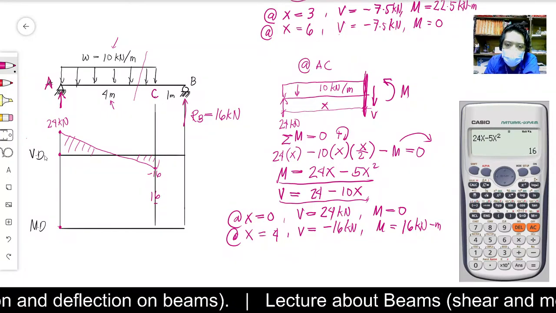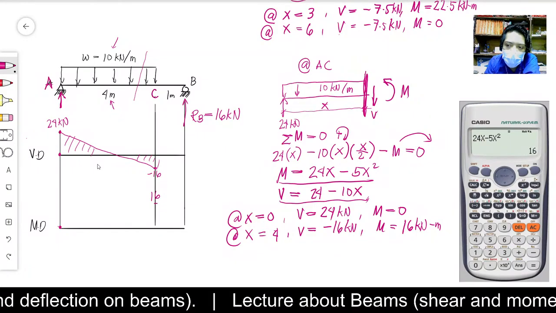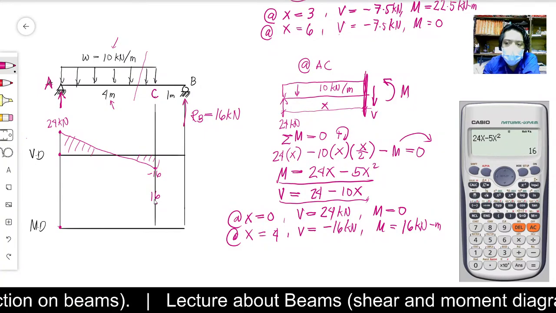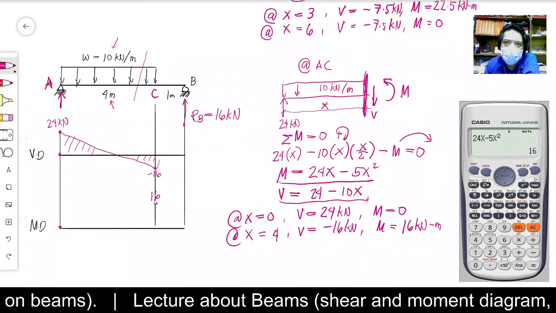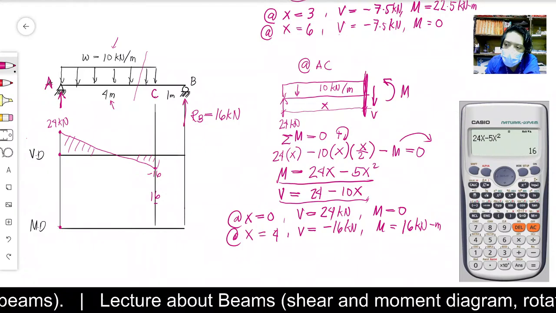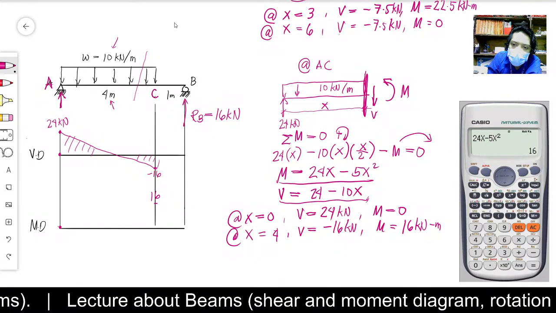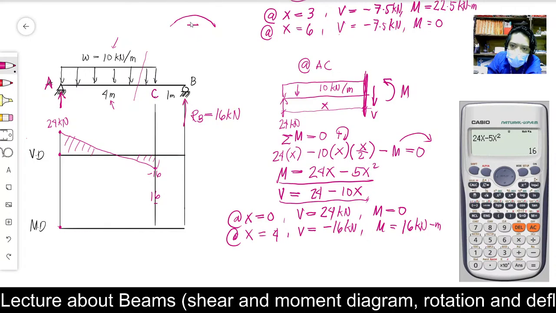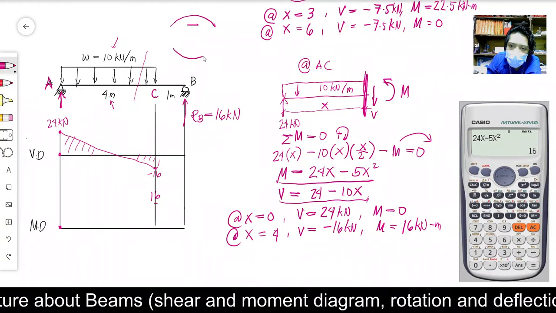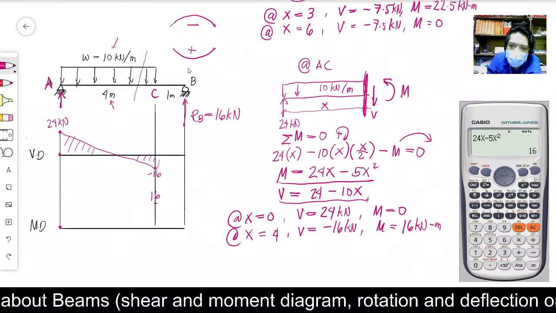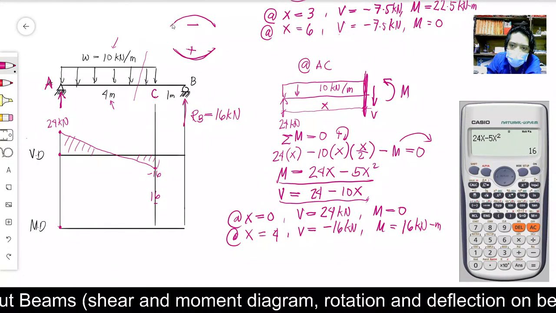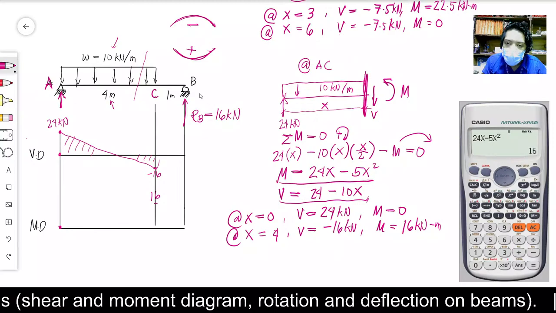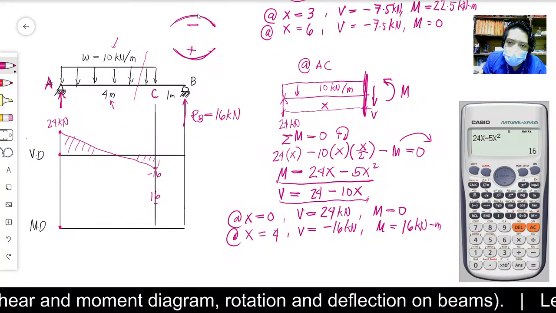At point A, the shear is 24. The shear at point C is negative 16. So it is decreasing, right, from 24 to negative 16. The curve will behave like this if decreasing, and it will behave like this if increasing. A smile-shaped curve is positive, and a sad-shaped curve is negative.